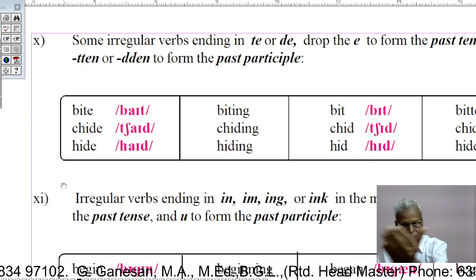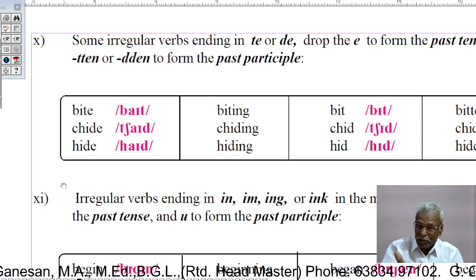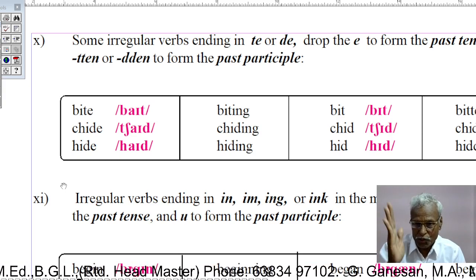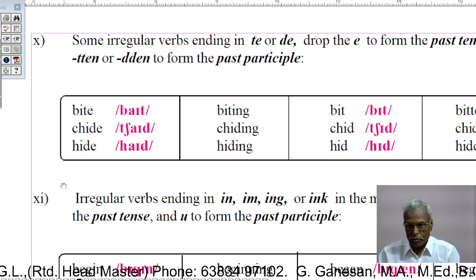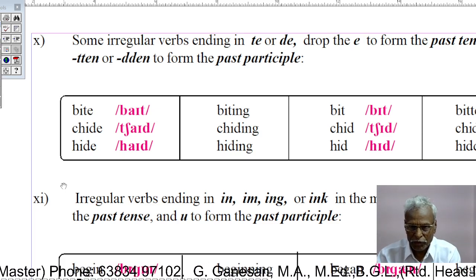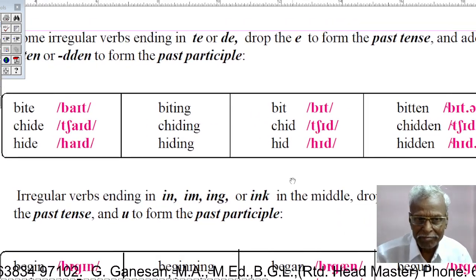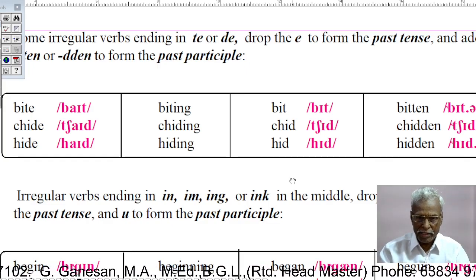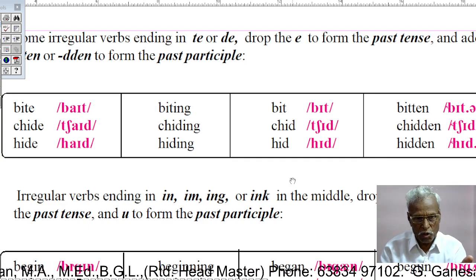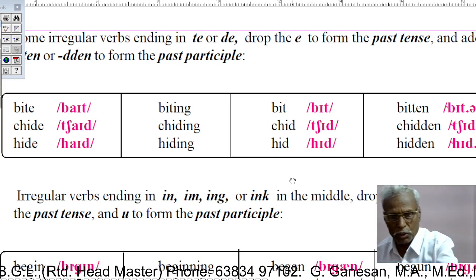Drop the E and form the past tense, and take EN in addition to the last consonant of the past tense to form the past participle. Bite, bit, bitten. Hide, hid, hidden. Drop the last letter to form the past tense and take EN in addition to the last consonant with the past tense to form the past participle.